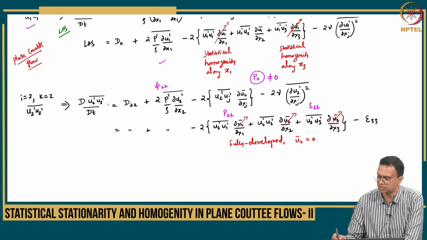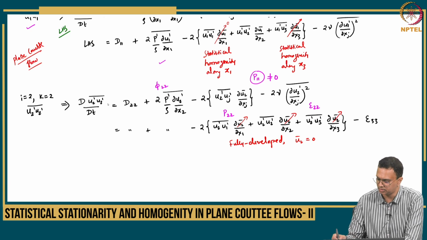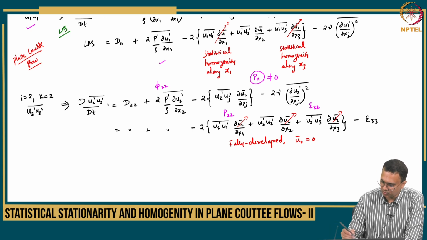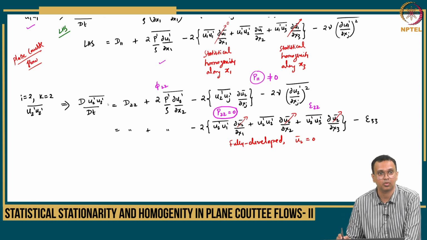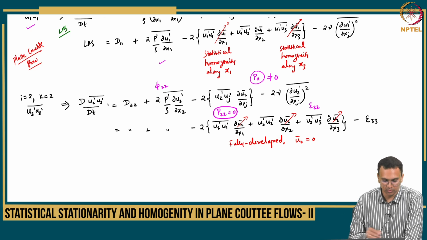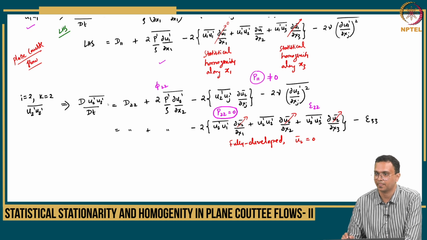Also the first and last terms vanish because of the homogeneity; you can also say ∂/∂x1, ∂/∂x3 of that. So what happened? Now your P22 is 0. Okay, poor fellow, this particular Reynolds stress has no production rate. P22 is 0 for it.